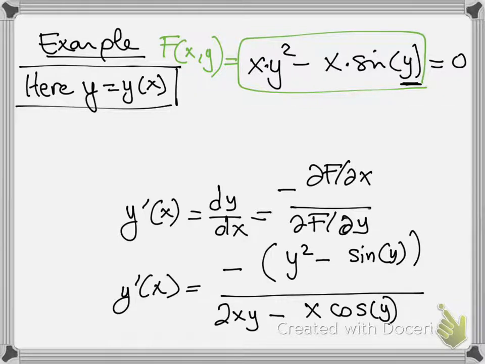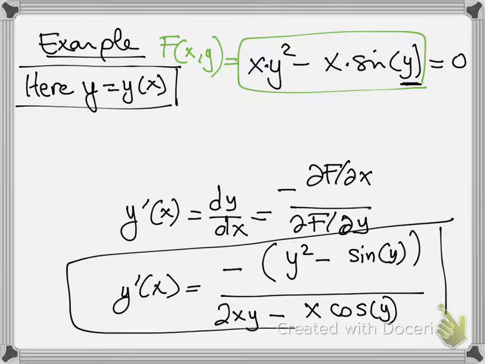Okay, so this is the answer. That's y prime of x. So you can compute y prime of x in terms of x and y, of course, and that would be the answer. So y prime of x is equal to minus y squared minus sine of y, over 2xy minus x cosine of y.